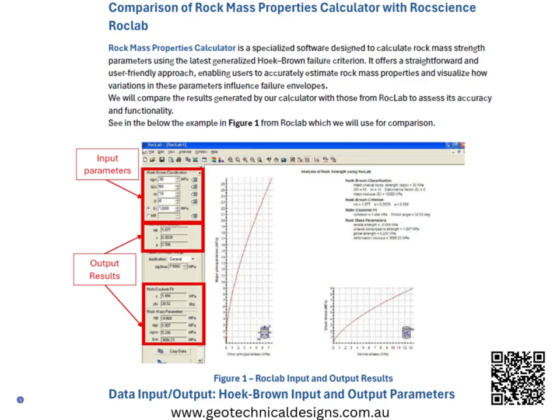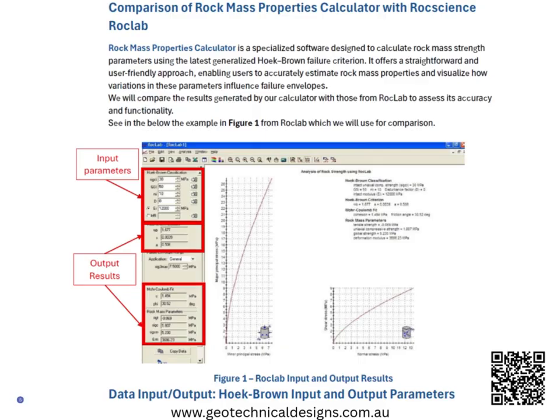Comparison of rock mass properties calculator with Rocscience RocLab. Rock mass properties calculator is a specialized software designed to calculate rock mass strength parameters using the latest generalized Hoek and Brown failure criteria. It offers a straightforward and user-friendly approach, enabling users to accurately estimate rock mass properties and visualize how variations in these parameters influence failure envelopes.